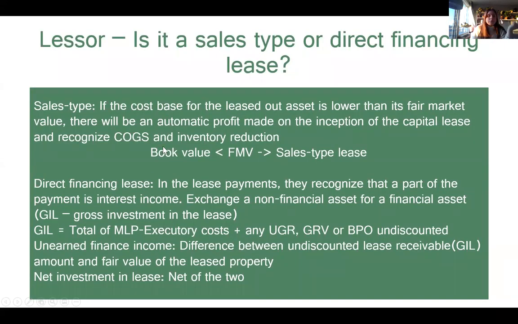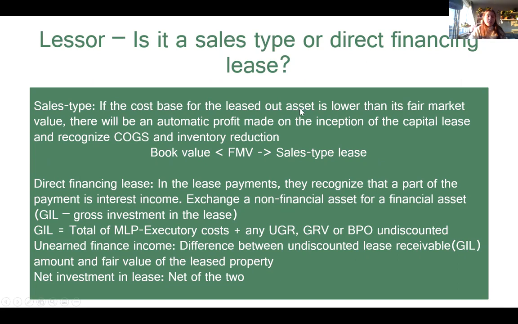Once the lessor has a finance or a capital lease, you have to find if it's a sales type or a direct financing lease. So that adds to it because that's going to impact your journal entry. A sales type is going to happen when the book value of your asset is smaller than the fair market value of the asset that you're going to rent to the lessee.